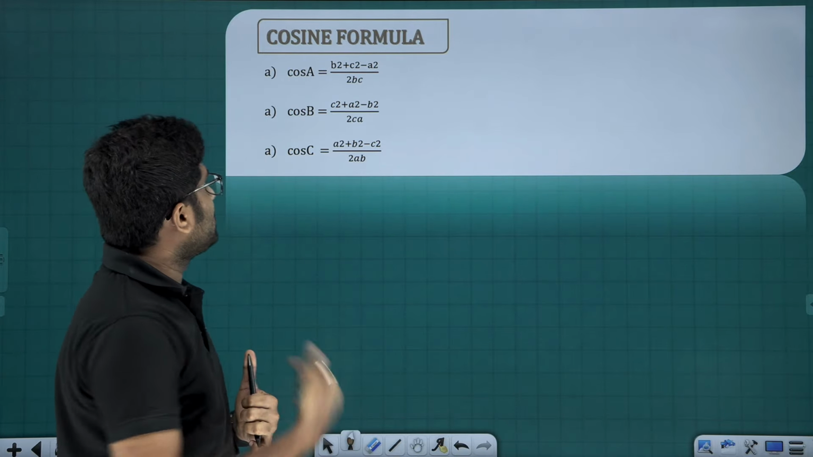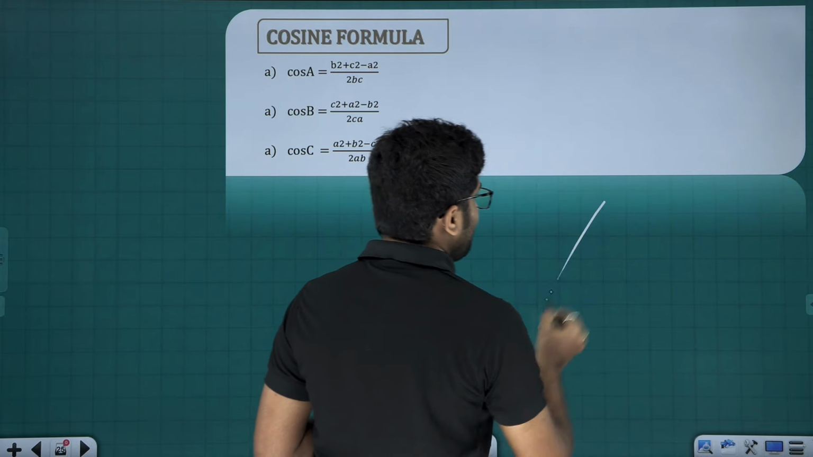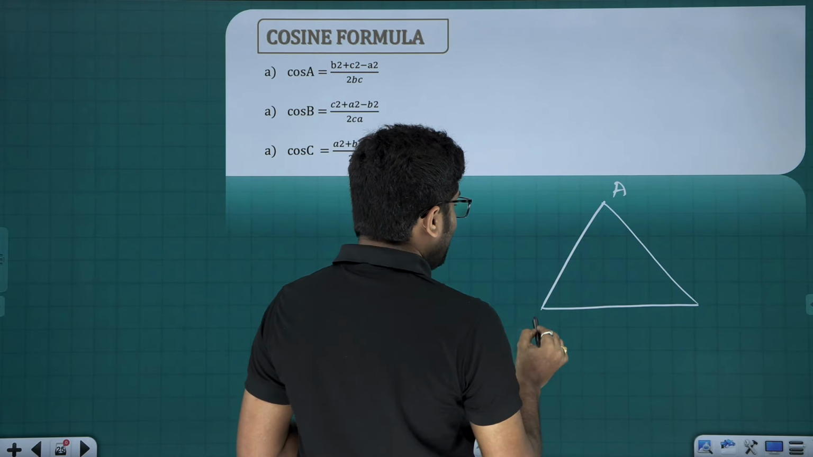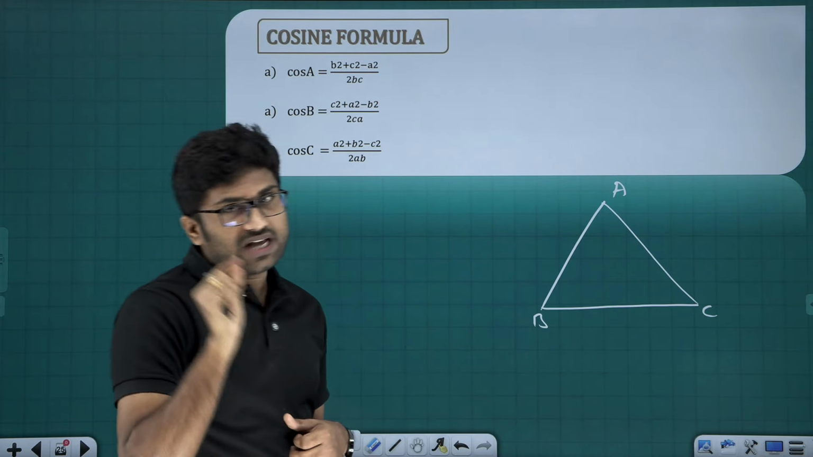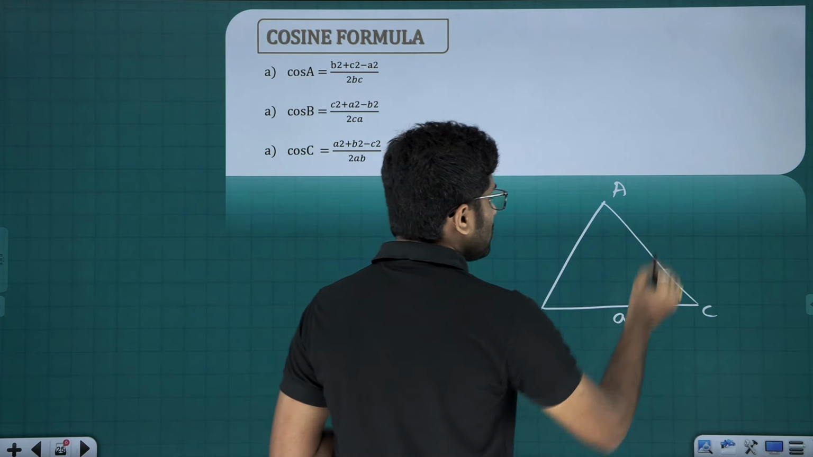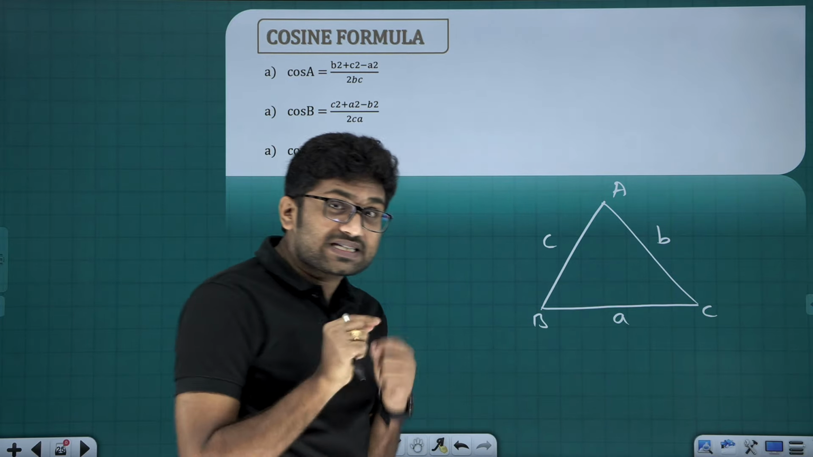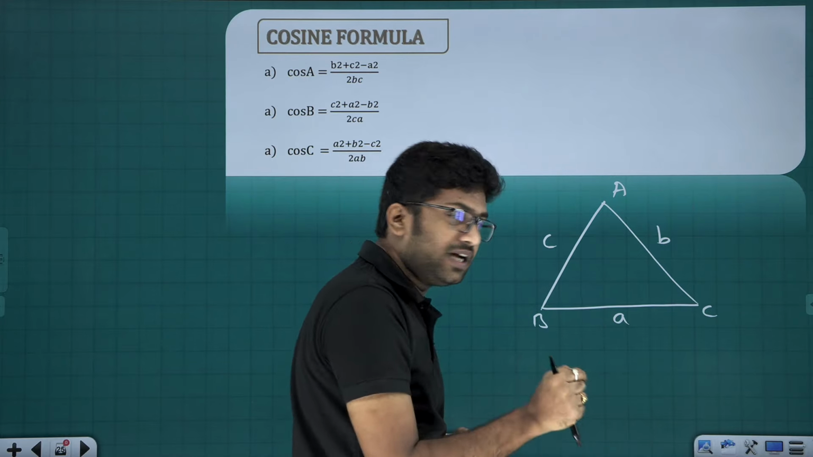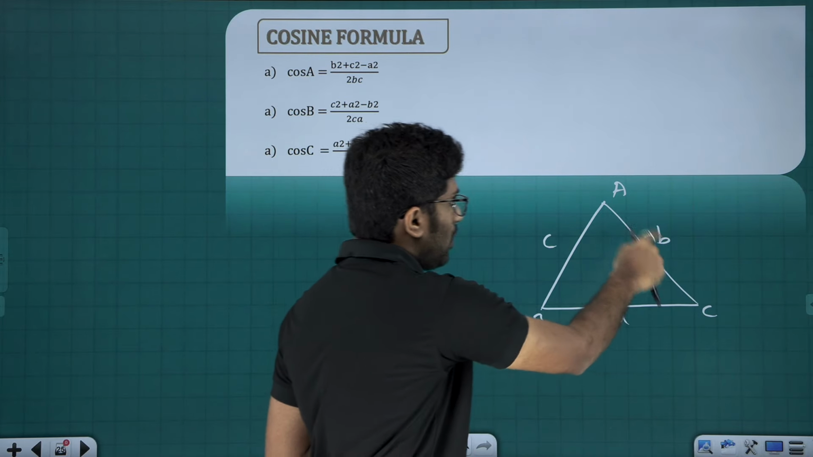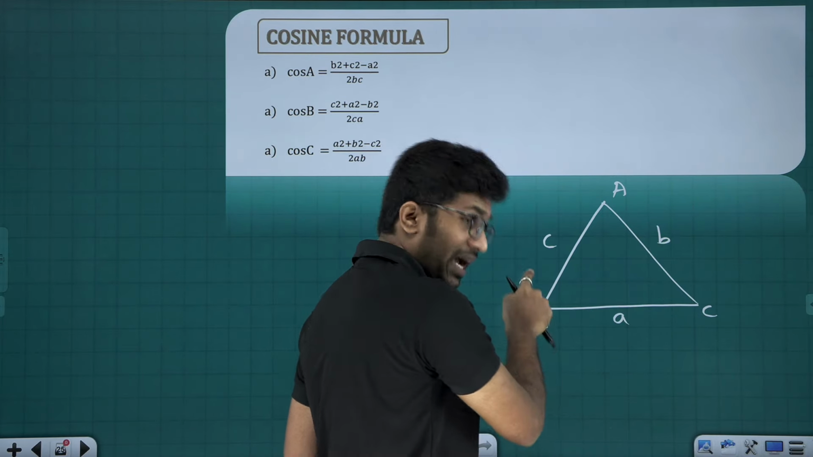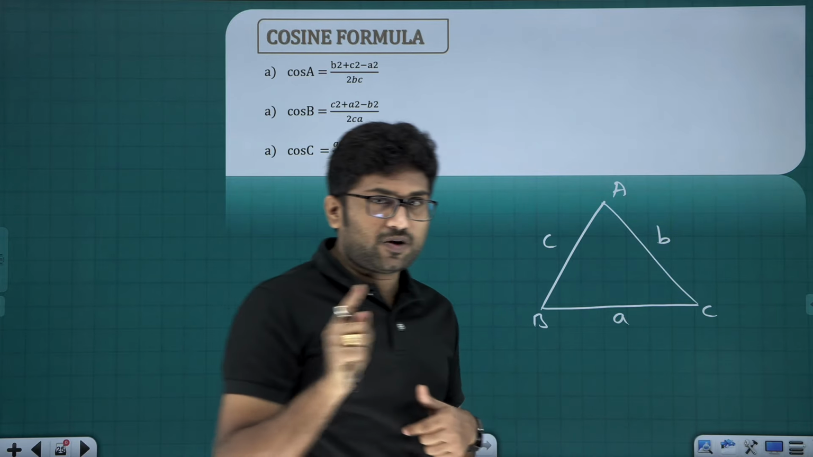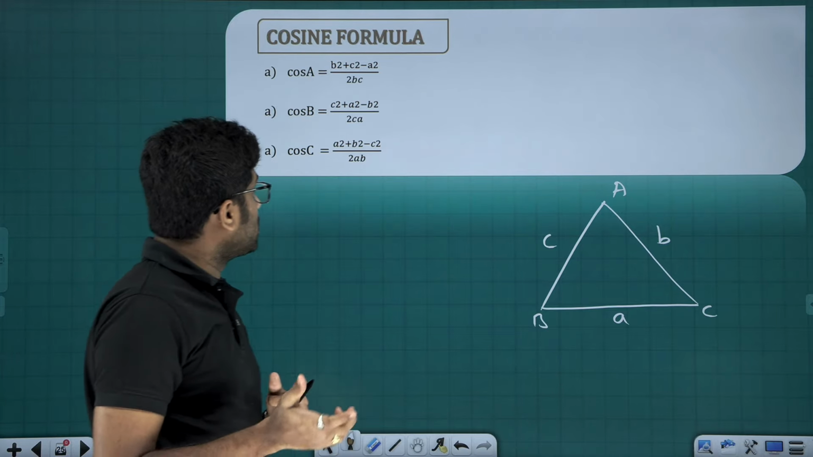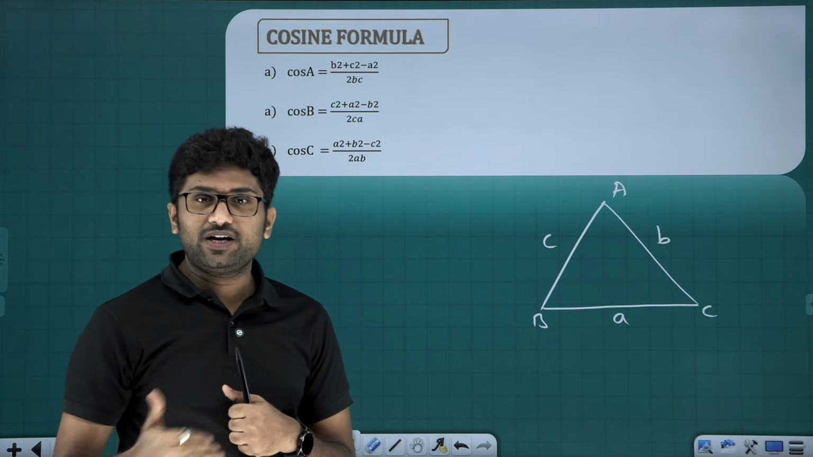We have standard notations in the complete properties of triangles. Capital A, capital B, capital C denote angles. Small a, small b, small c denote the sides opposite to the respective angles. Small a denotes the side which is opposite to capital A. Small b denotes the side which is opposite to angle B. And small c denotes the side which is opposite to angle C. Now, in this case, cos A is equals to b square plus c square minus a square divided by 2bc.